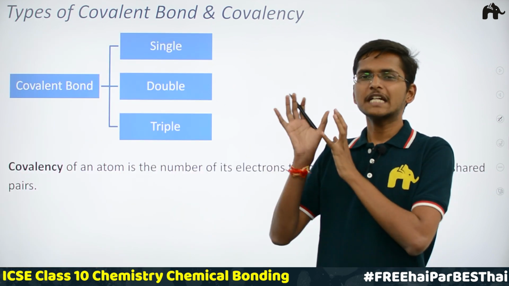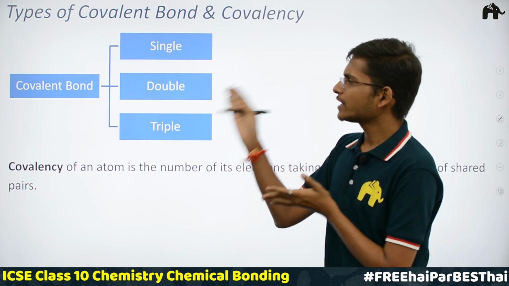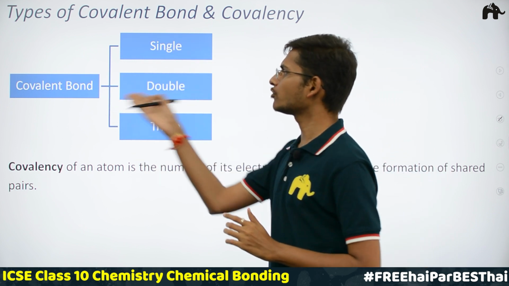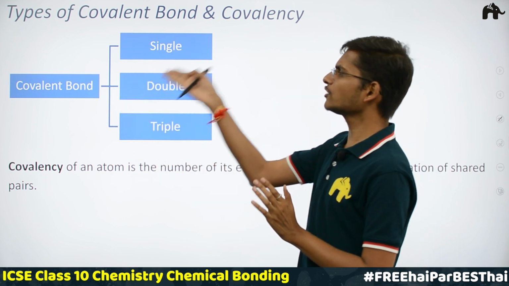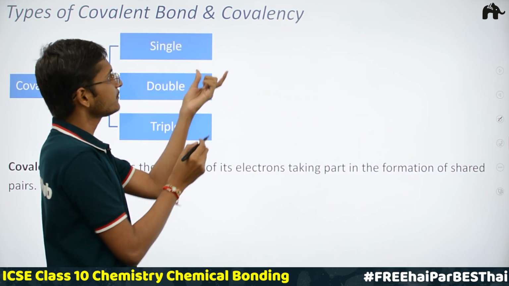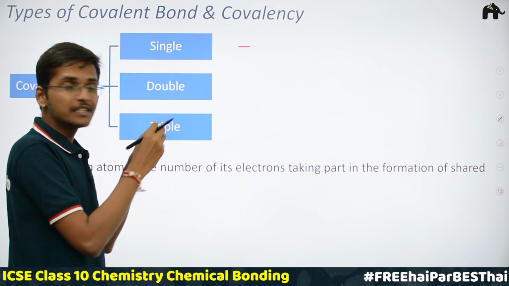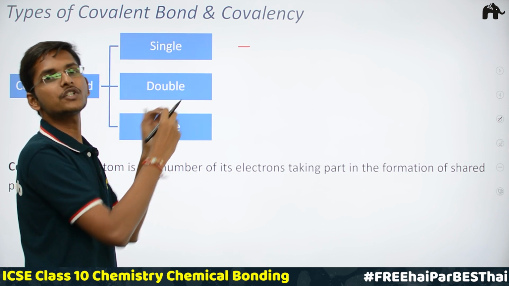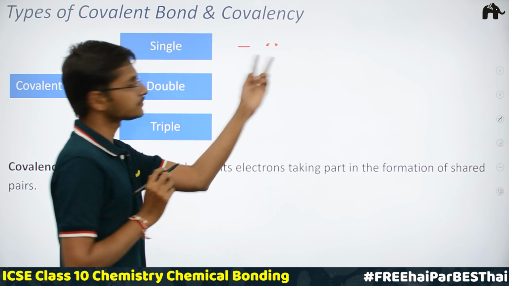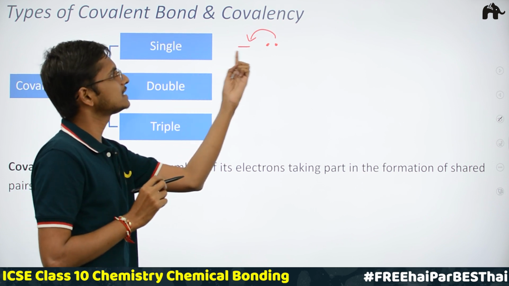Now let's see the types of covalent bond and the concept of covalency. First, the covalent bond is divided into 3 very simple types: single covalent bond, double covalent bond, triple covalent bond. Now what does this mean? Single covalent bond, what does it mean? It means that the combining atoms have one shared pair of electrons, and these combining atoms are mutually sharing the pair of electrons. See, in this way, and we denote this bond by a single line.